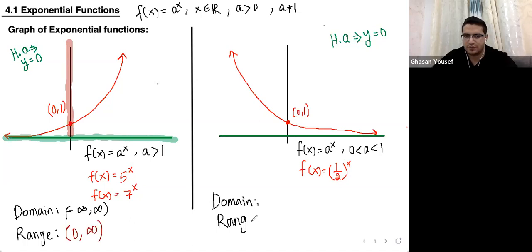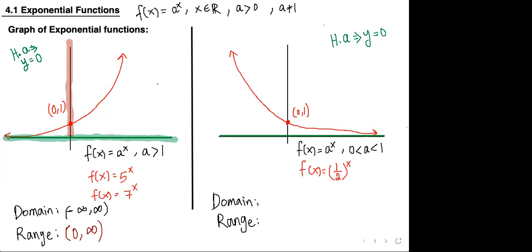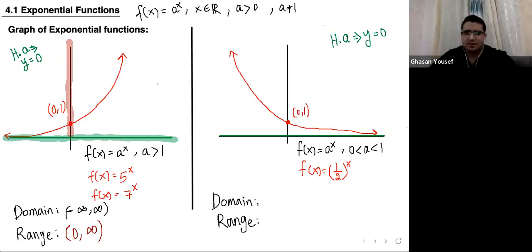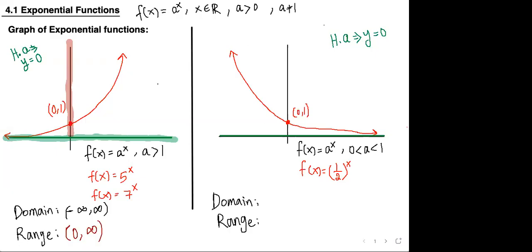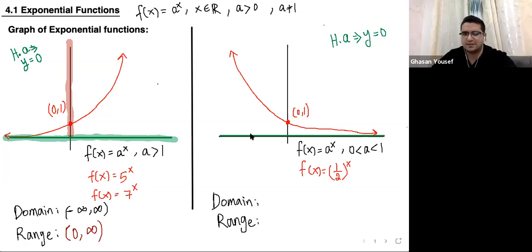Now, what is the domain and the range for this function again? This is an important question. The domain and the range. Again, what is the domain? Isn't it negative infinity to infinity? Yes, from negative infinity to infinity. All the x values, we use them to graph the red curve. So it's from negative infinity to the positive infinity.